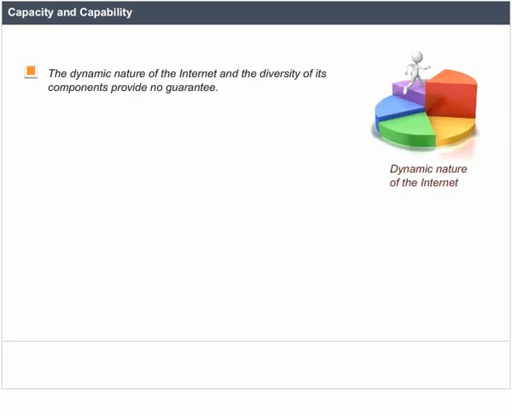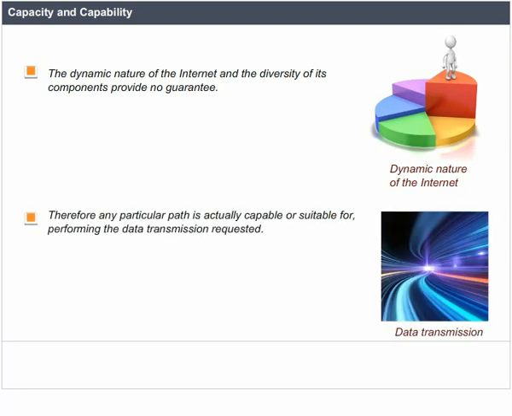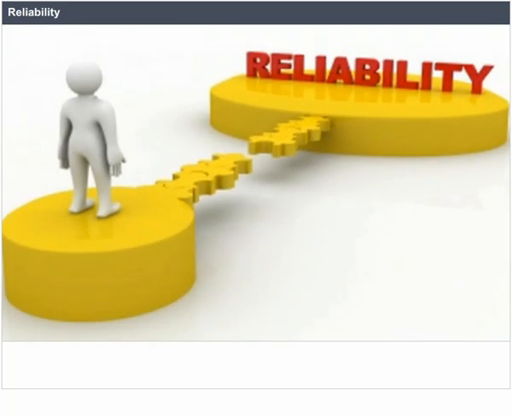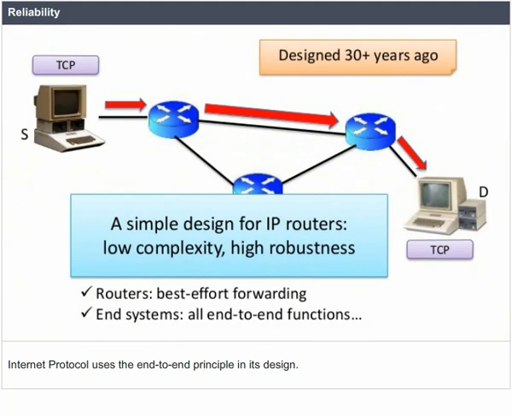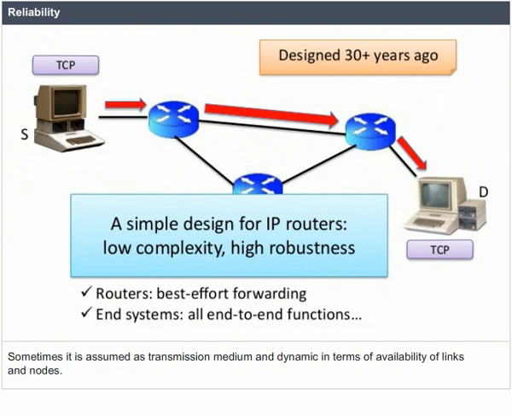Capacity and capability. The dynamic nature of the Internet and the diversity of its components provide no guarantee that any particular path is actually capable or suitable for performing the data transmission requested. Reliability. Internet protocol uses the end-to-end principle in its design. Under this design, the network infrastructure is assumed to be inherently unreliable at any single network element or transmission medium, and dynamic in terms of availability of links and nodes.